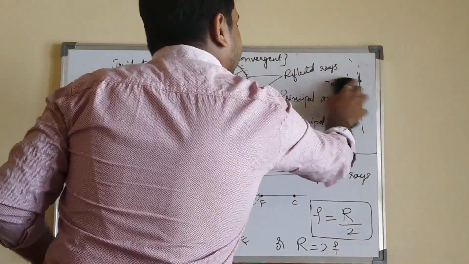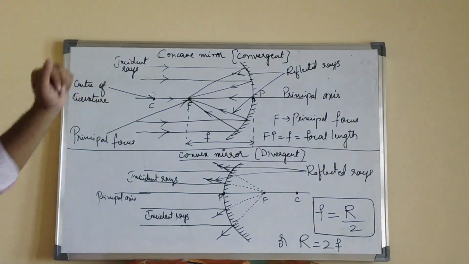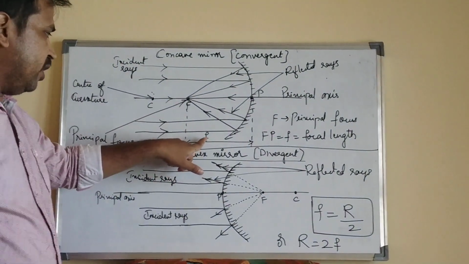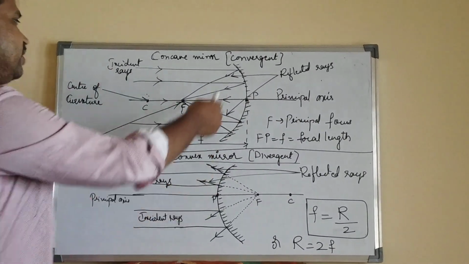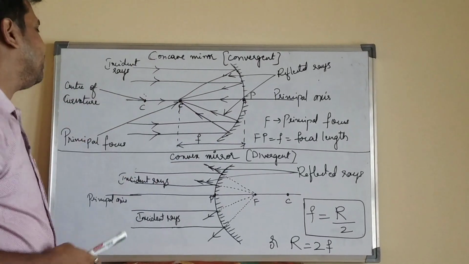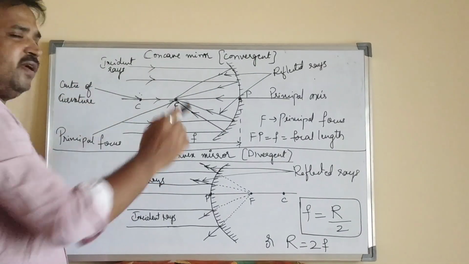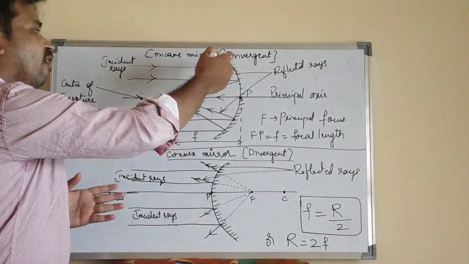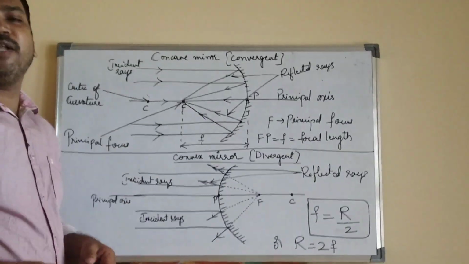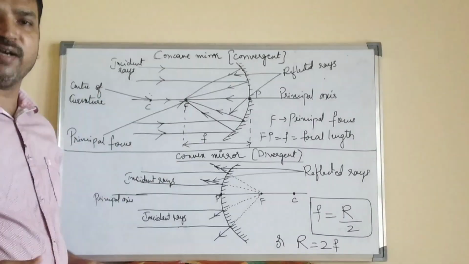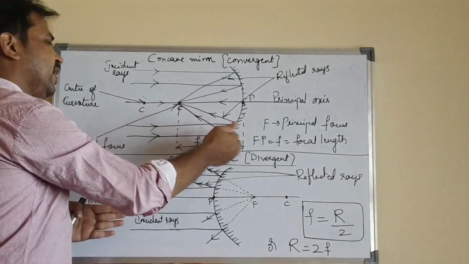Now, as I was explaining, you can see these reflected rays are meeting at the principal focus. Now, why is it called a convergent mirror? Concave mirror is called a convergent mirror. Why? Because all the reflected rays are getting converged at the principal focus. Converge means all the rays come together and meet at one fine point.